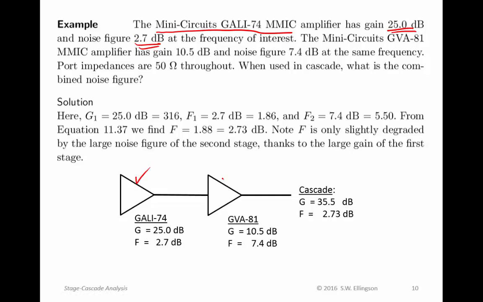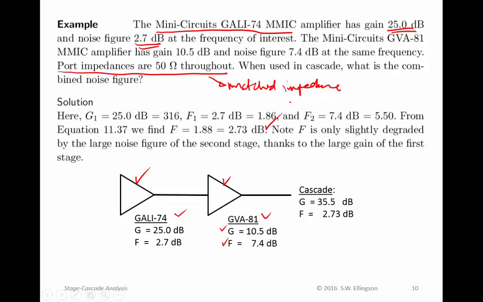We put it in cascade with this other Mini-Circuits device. It's a GVA-81, has a gain of 10.5 dB and a noise figure of 7.4 dB at the frequency of interest. Port impedances are 50 ohms throughout, which is telling us that everything is matched. And now we'd like to know what the combined noise figure is. So this is pretty straightforward. We have all the parameters we need to do the cascade calculation.